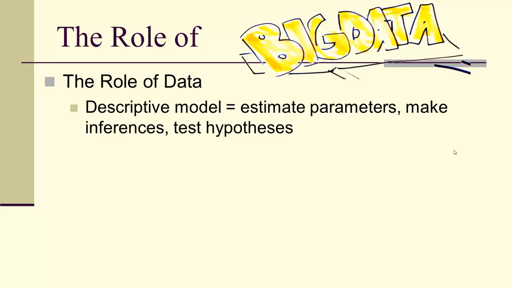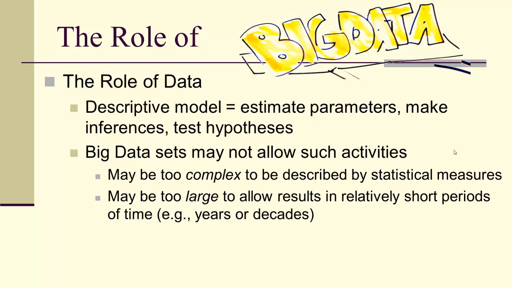So what is the role of big data in all of this? Well, first off, let's consider what the role of data is in general. In a descriptive model, we typically have an experiment based on the model, and the data that's produced is used to estimate parameters, make inferences, and test hypotheses. The problem with big data sets is that they're so big and so complex that they don't tend to allow the type of traditional parameter estimation and hypothesis testing. It could be that they're too complex to allow such things, or it could be that they're so large that obtaining such estimates and measures would take years or decades.